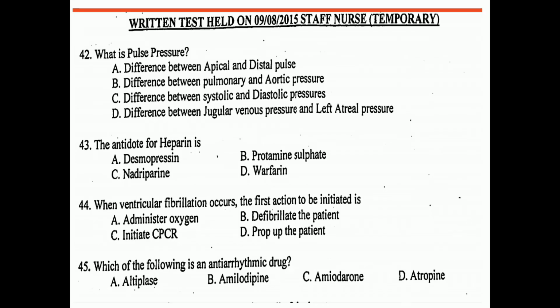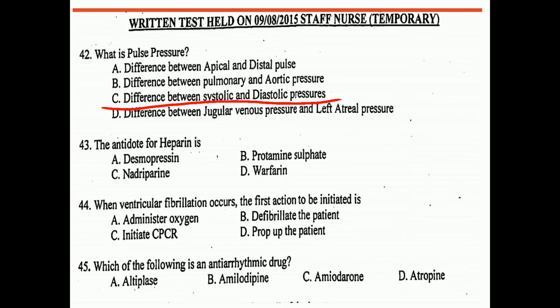Question number 42. What is pulse pressure? Option A, difference between apical and distal pulse. B, difference between pulmonary and aortic pressure. C, difference between systolic and diastolic pressure. D, difference between jugular venous pressure and left atrial pressure. Correct answer is C, difference between systolic and diastolic pressure is termed as pulse pressure.